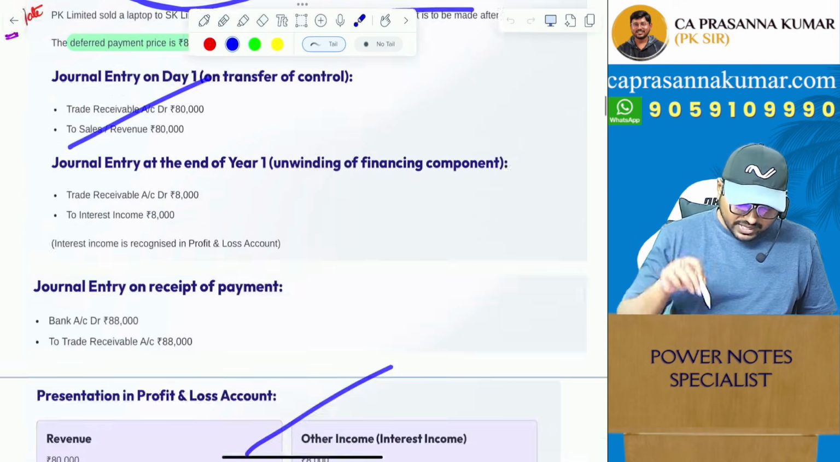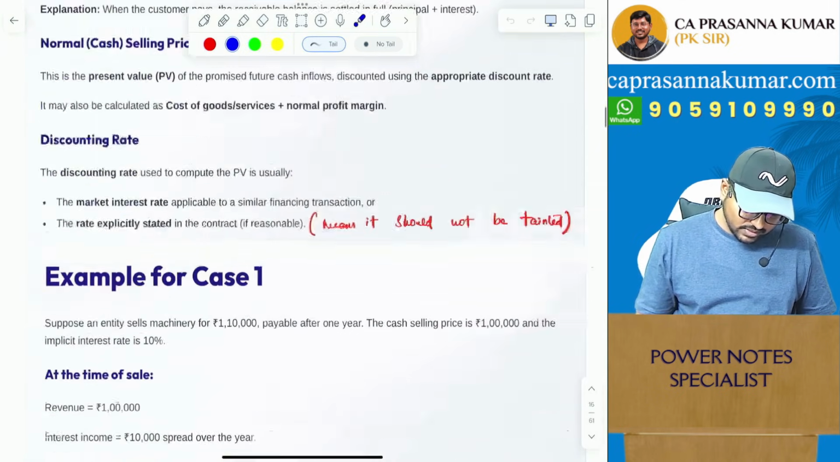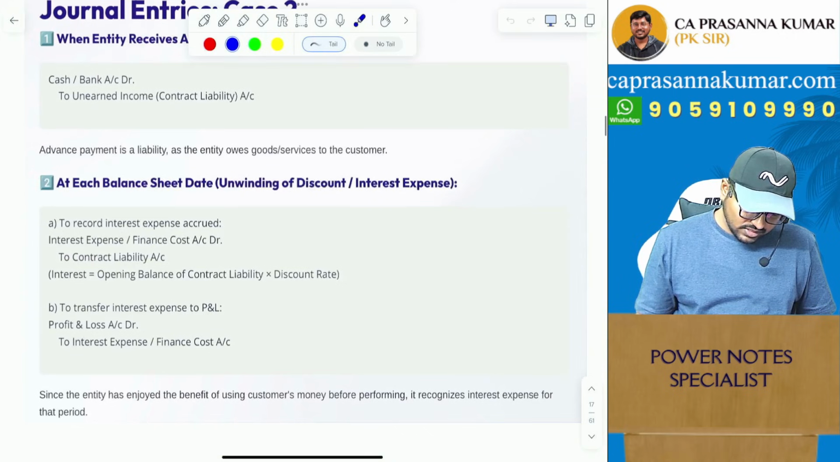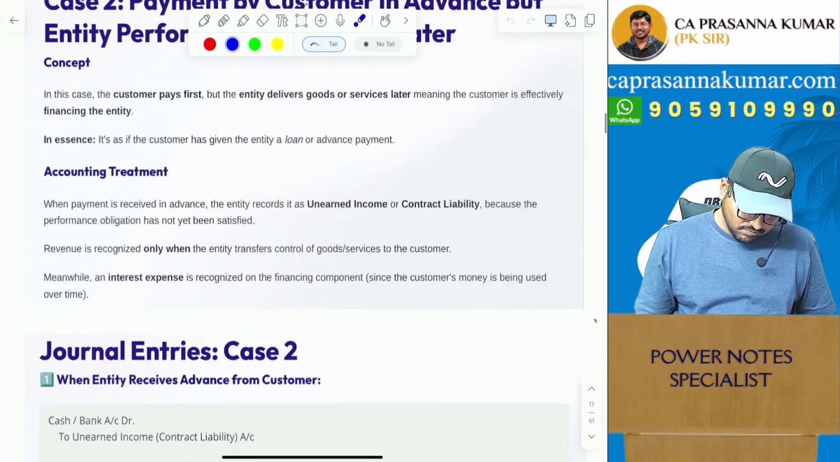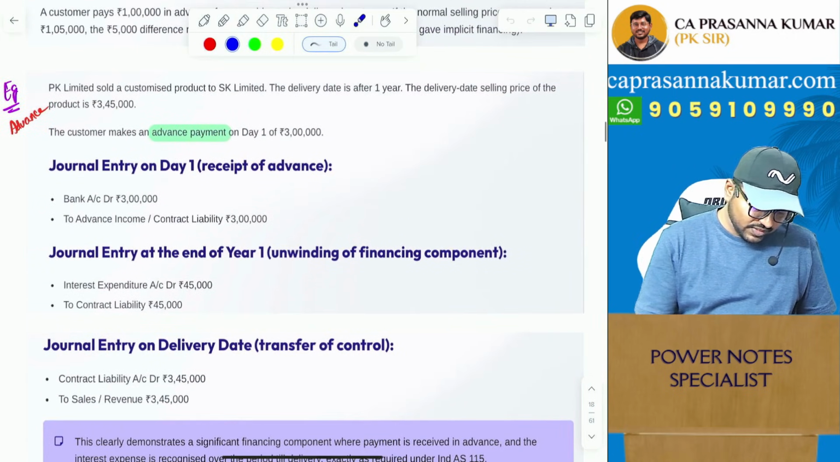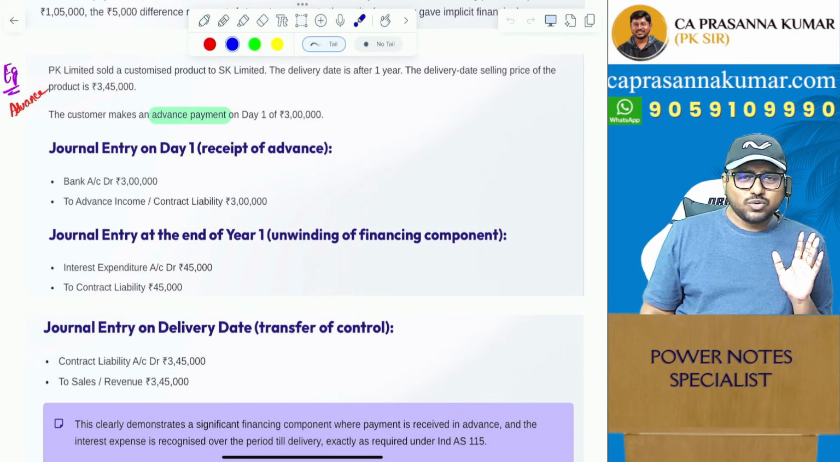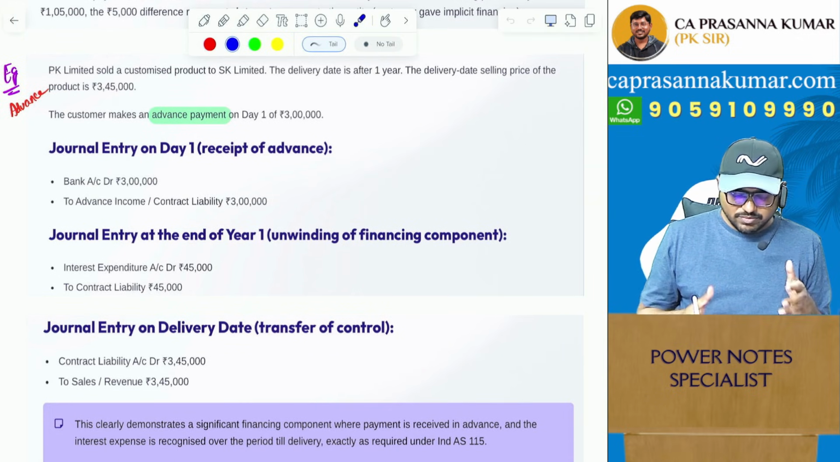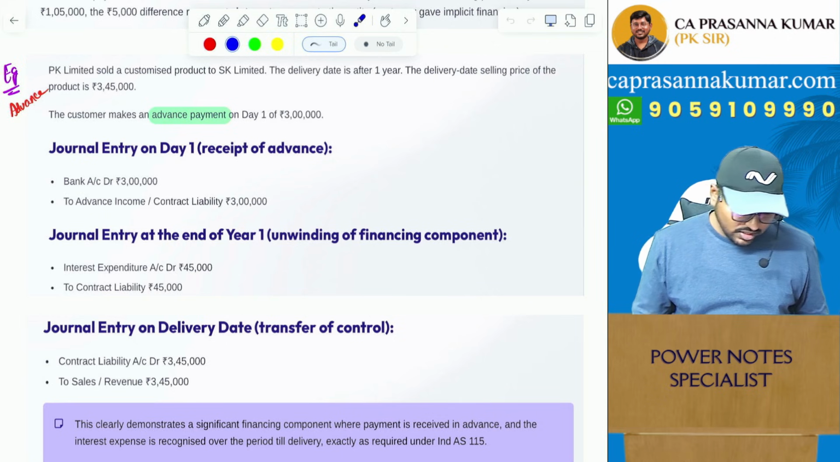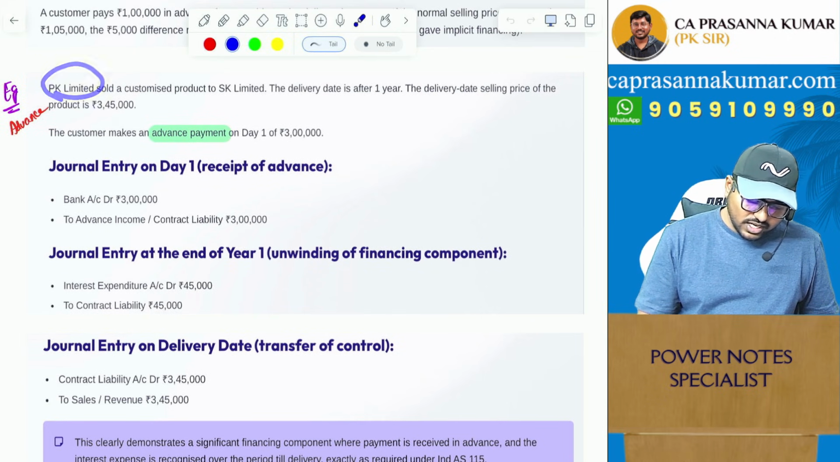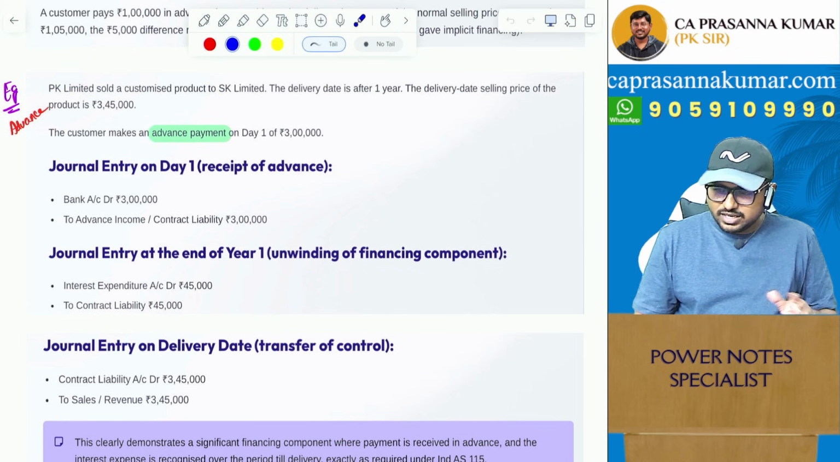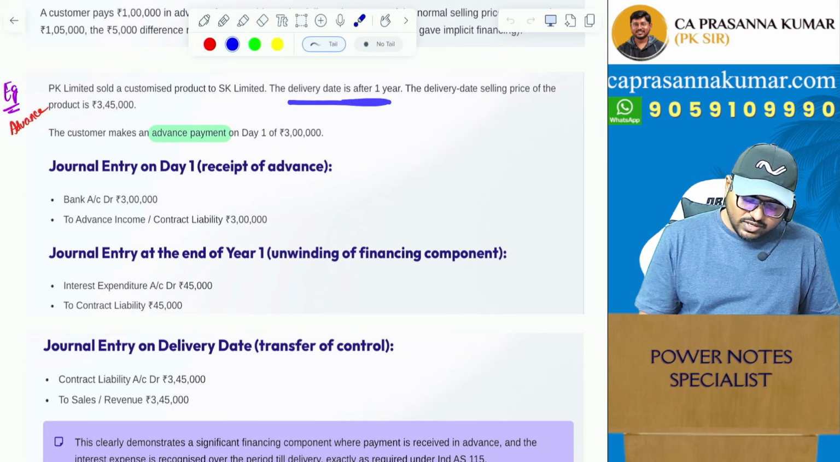If the customer pays early, then what will happen? Let us see that. Where is that example? Yeah. Customer pays early. Look at this example. This example is enough for you to understand the entire concept. Based on this example only, I've written the remaining content. Now see here. PK Limited sold a customized product to SK Limited. We'll see real life examples also, don't worry. The delivery date is after 1 year.